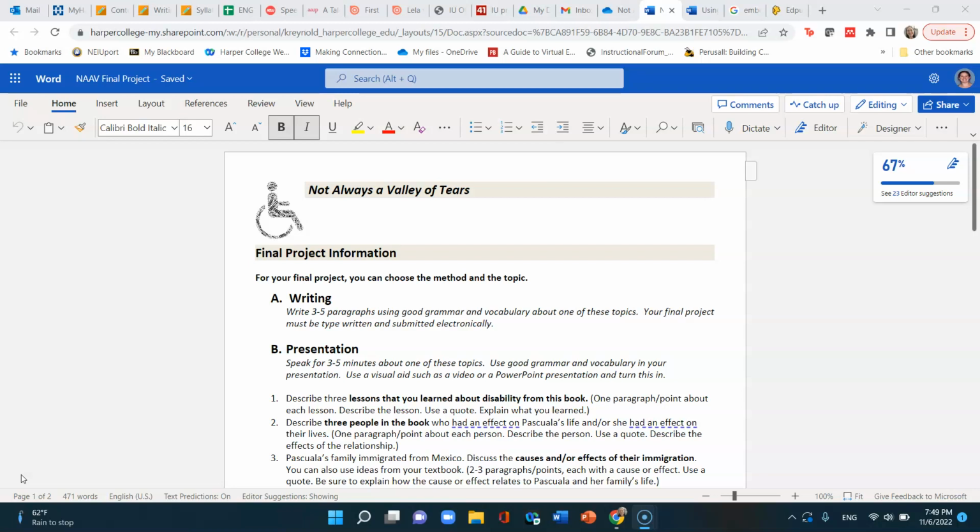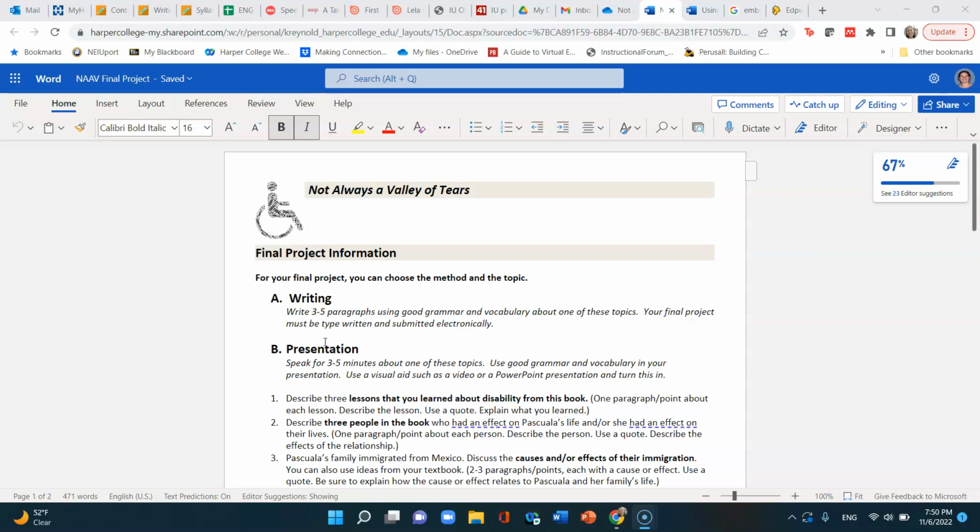So for this project, you get several choices. The first choice you need to make is, do you want to do a writing project or a presentation? If you do a writing project, you will write 3 to 5 paragraphs using good grammar and vocabulary. You must type it and submit it on Blackboard. If you are taking writing class, you will use the skills that you use in writing class to help you to prepare an essay about this topic.